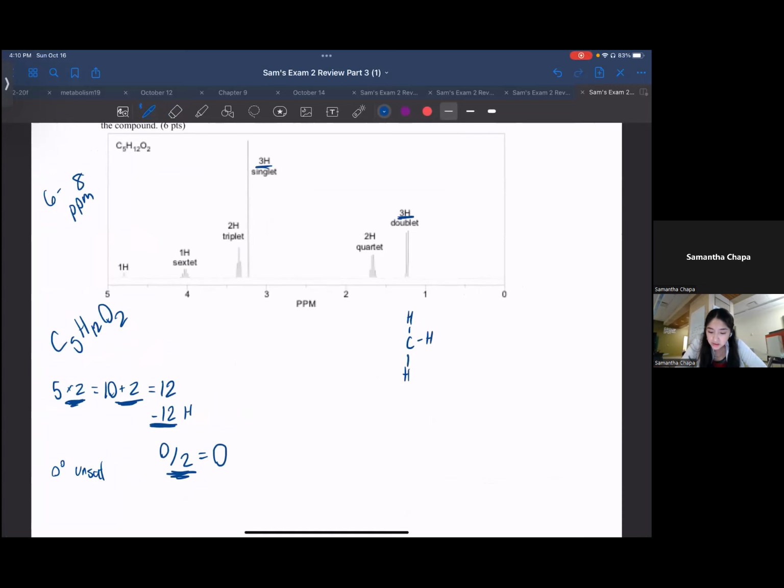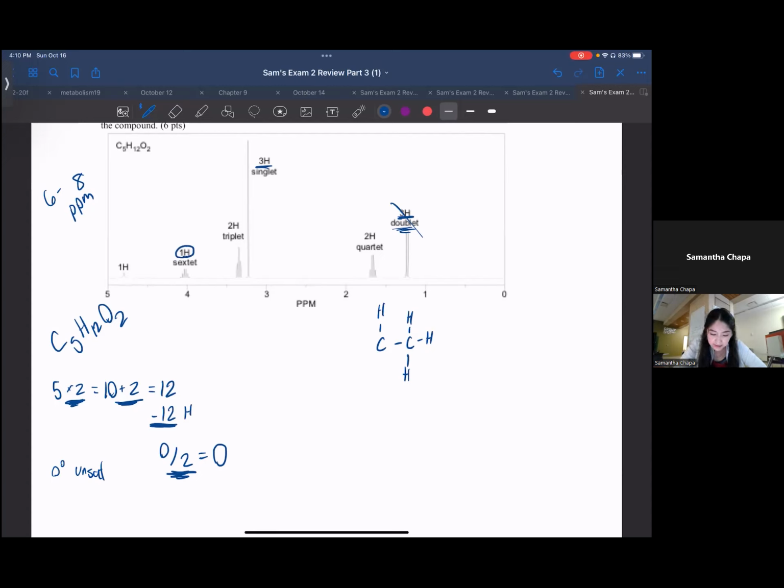So I think I'm going to go with this one first because it's a doublet. We know that it'll have only one neighbor, because doublet means 2, and 2 minus 1 is 1. So it only has one neighbor. Then I'm going to look for something on my NMR, and I'm going to cross it out. I'm going to look for something on my NMR that has only an integration of 1. This right here has an integration of 1. Integration just means the number of hydrogens, right?